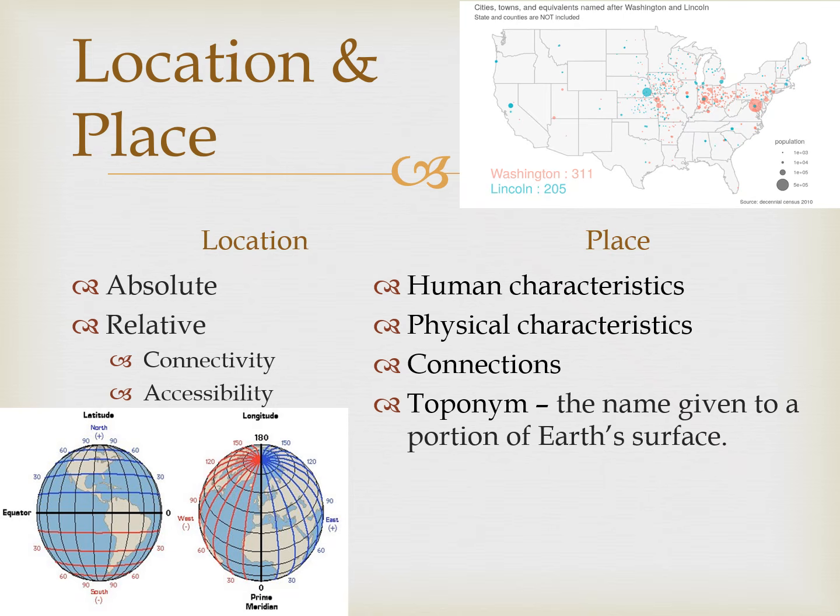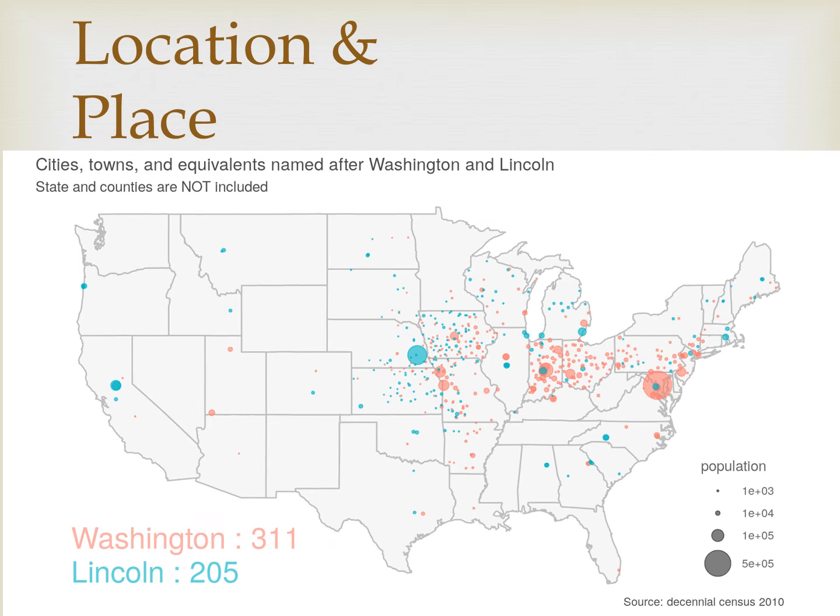Our final characteristic to help us understand the meaning of a place is its toponym, which is the name given to a portion of Earth's surface. Place names help to establish the unique character of a place and describe what is important in that area. That's why so many places in the United States are named for Washington or Lincoln.